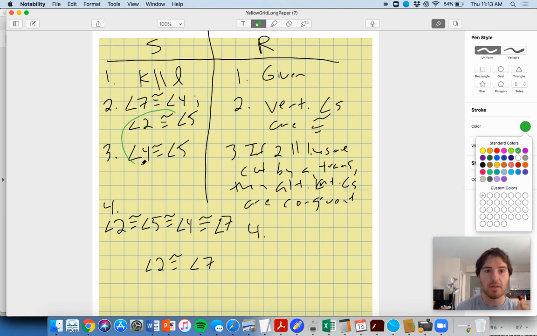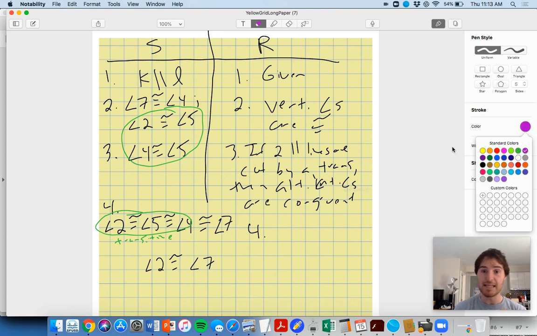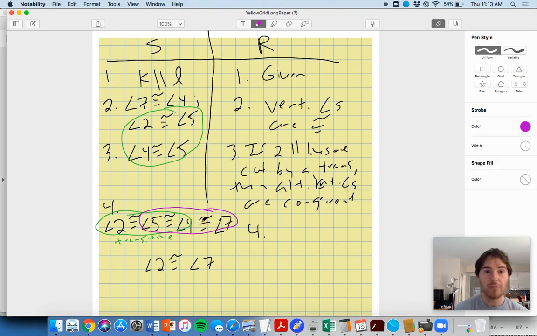So here, look, this is one thing. When you have two things that are each congruent to the same thing, then they are congruent to each other. That, my friends, is the transitive property, okay? Transitive property of congruence. Now, if we wanted to connect angle 5, which is the same as 2, to 7 here, check this out. 7 is congruent to 4, and 4 is congruent to 5. Therefore, we can conclude that 7 is also equal to 5, which is equal to 2.